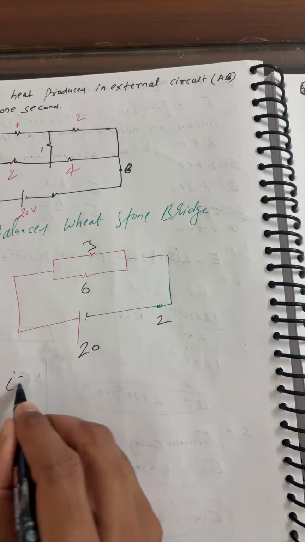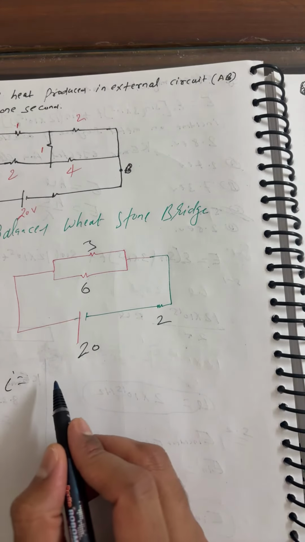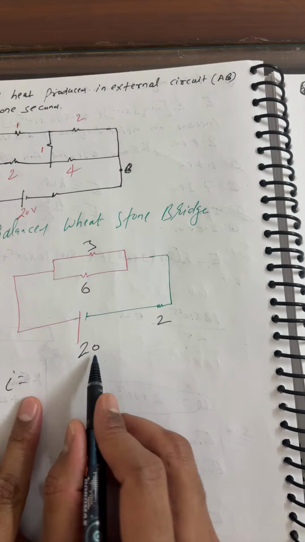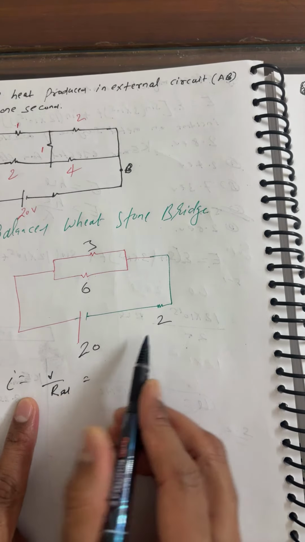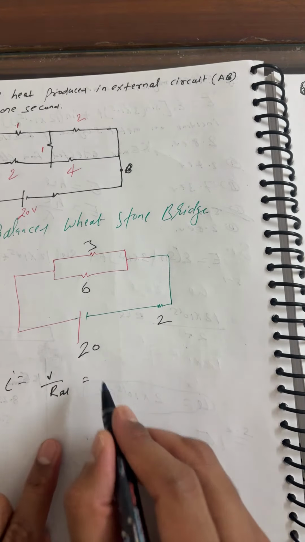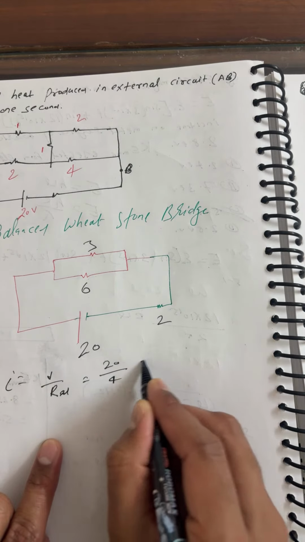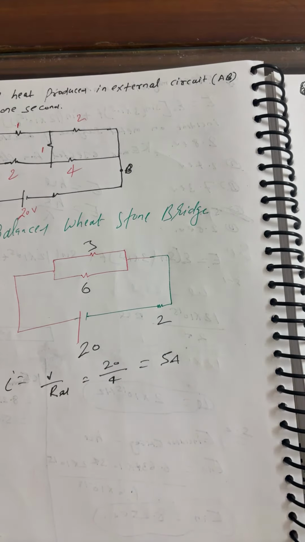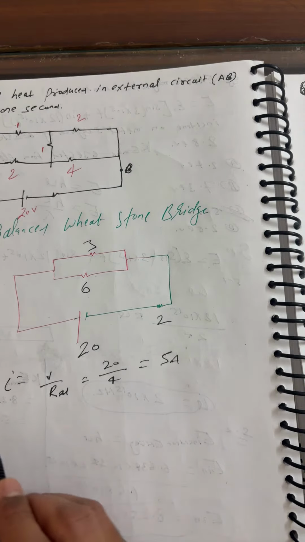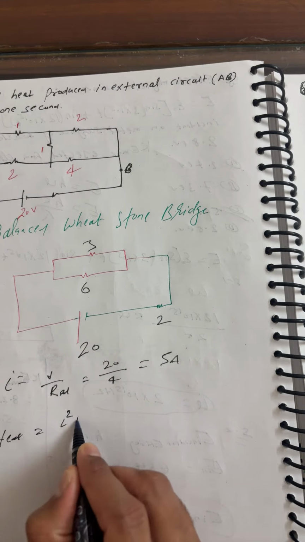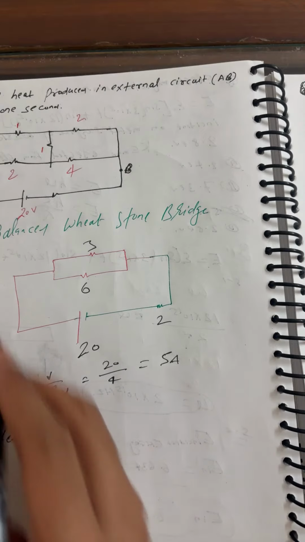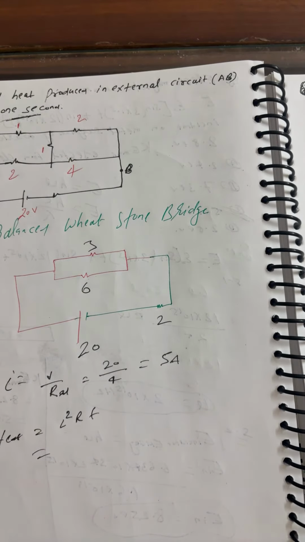So we want the current. What is the current? Current is V upon R equivalent. What is R equivalent? 4 only. So this is 20 by 4, which is 5 ampere. So here we can write heat. What is heat? I squared R into T. T is mentioned, 1 second only.